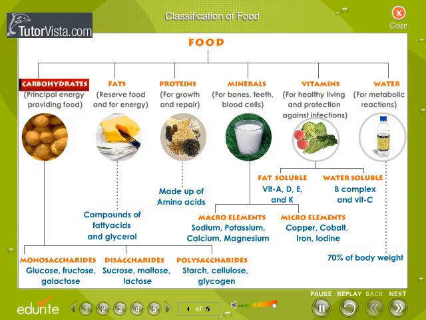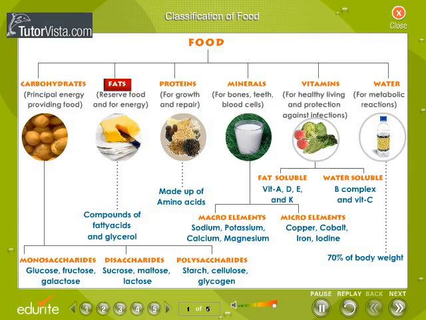Carbohydrates are the principal energy providing food. Carbohydrates are of 3 types: monosaccharides, disaccharides, and polysaccharides. Glucose, fructose, and galactose are monosaccharides. Sucrose, maltose, and lactose are disaccharides. Starch, cellulose, and glycogen are polysaccharides.